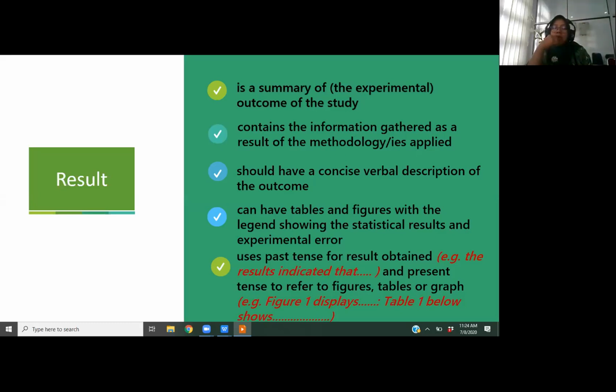They get confused with the tense to be used, but you need to use the past tense for the result obtained. For example, here, the result indicated that. But when you want to refer to the figures or the tables in your result, you need to use the present tense. Like here, for example, figure 1 displays, table 1 below shows that.